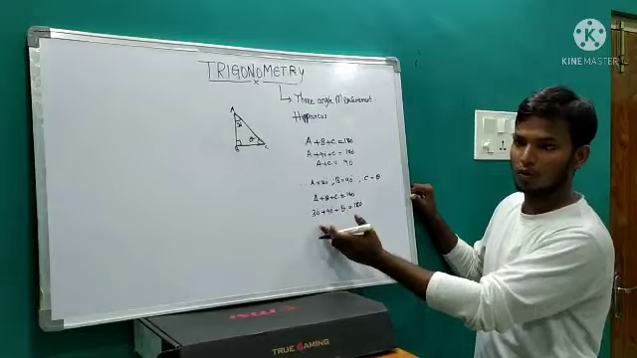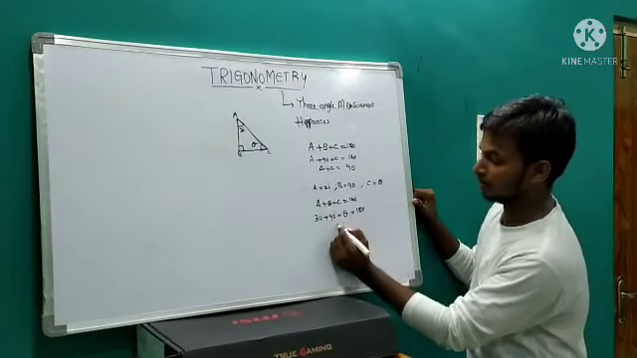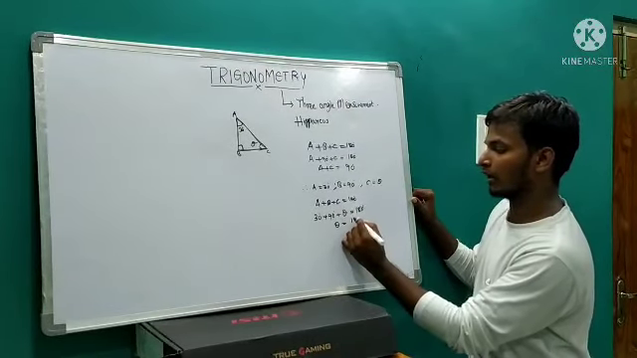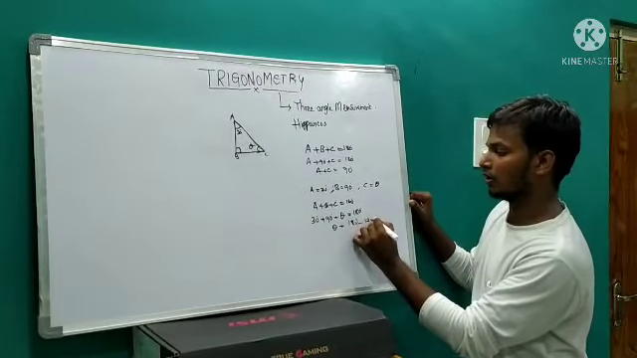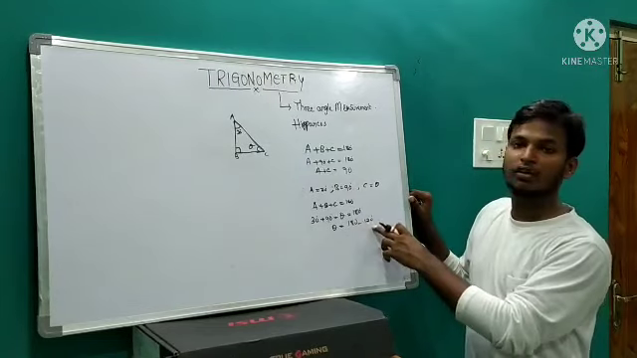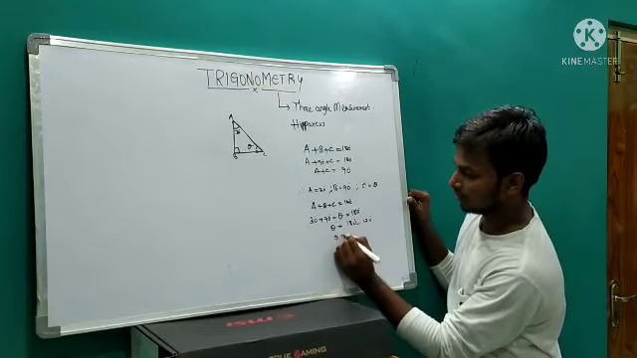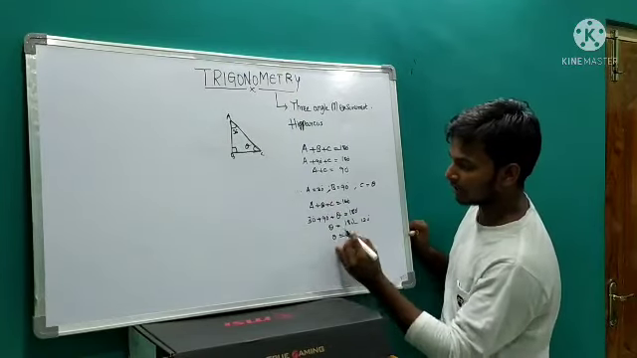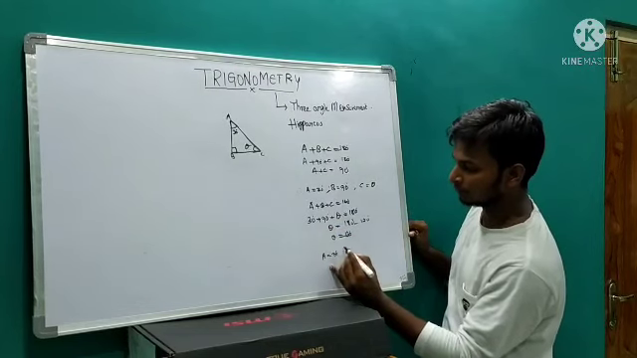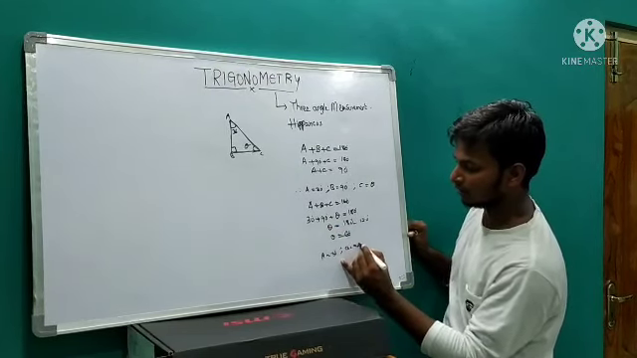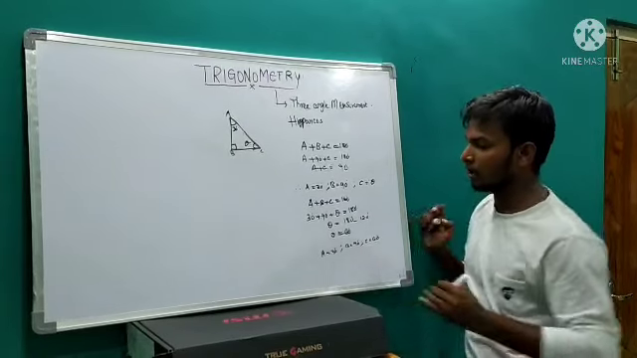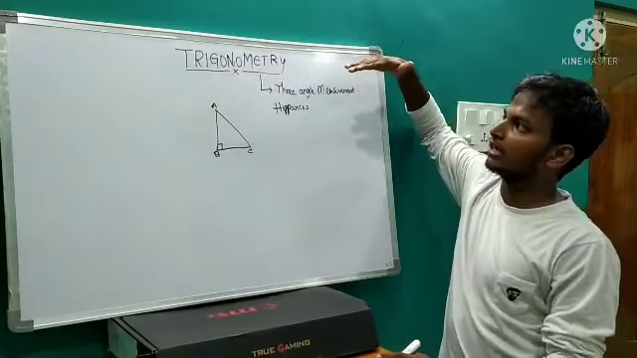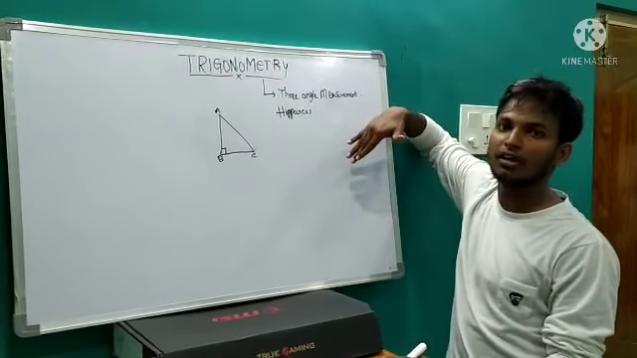30 plus 90 equal to 120. Bring this 120 to this side. Theta equal to 180 minus 120. 180 minus 120 is 60 degrees. Therefore theta equal to 60 degrees. Let's sum all the angles. A equal to 30, B equal to 90, C equal to 60. Therefore, the sum of all angles in a triangle is 180 degrees. So, up to this we see the introduction of trigonometry. Now we enter into the main concepts.